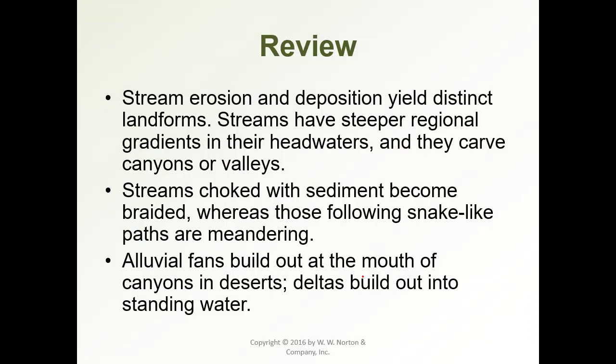So erosion and deposition give us very distinct landforms, and it's very distinct depending on what part of the stream we're looking at. They have a steep regional gradient in their headwaters, where they're carving out canyons and valleys. This will gradually level out as they move to lesser gradients into the floodplains, and that will move into a more meandering pattern. So in the upper headwaters, the streams are choked with sediment. They are braided streams. When they move into the lower gradients, they move into a more meandering system. And then when they hit ultimate base level, that's when they start to deposit into alluvial fans or deltas.